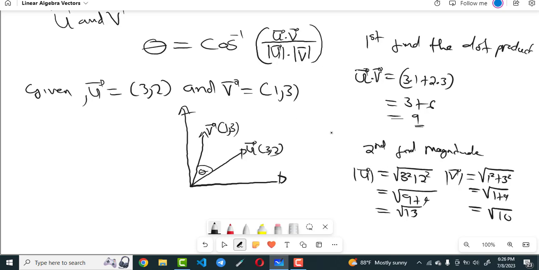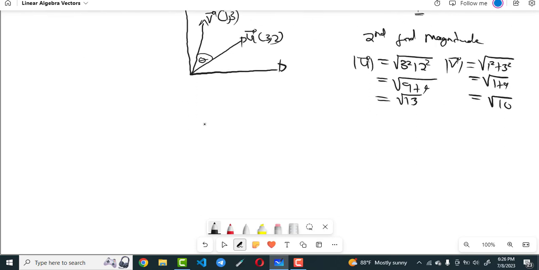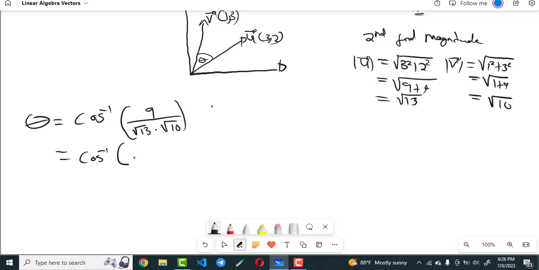Now, what's left is to take these values that we have calculated and substitute them into our formula. So theta equals cos inverse of 9, which is our dot product, over the magnitudes, square root of 13 times square root of 10, which gives us cos inverse of 9 over the square root of 130.